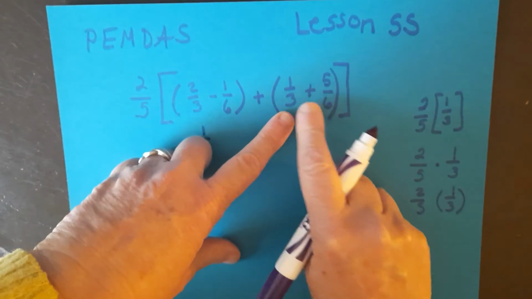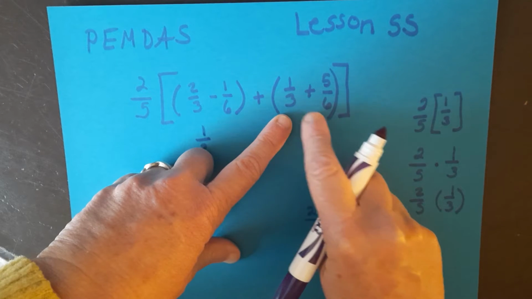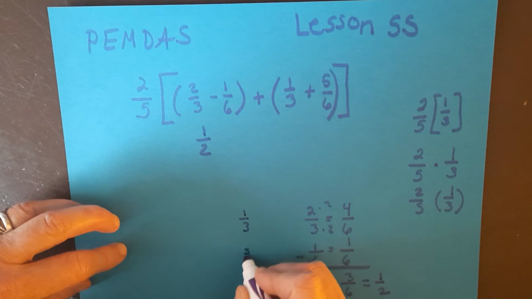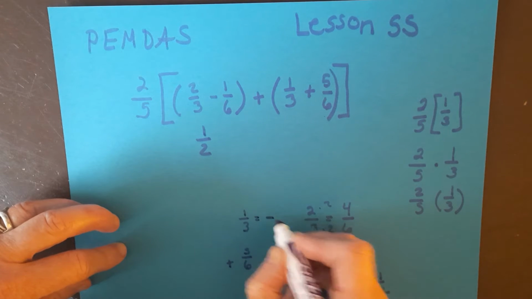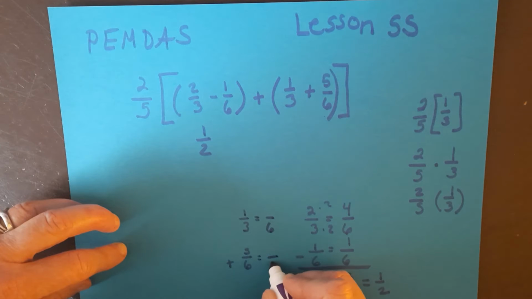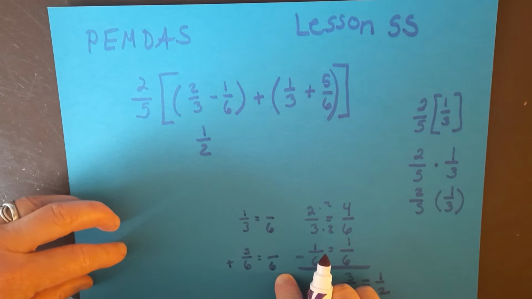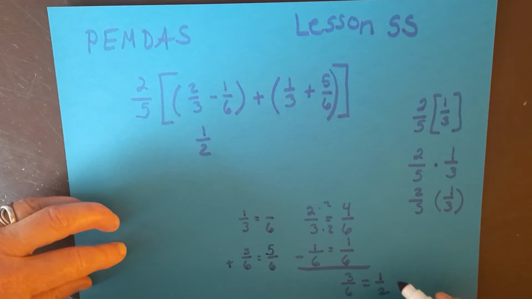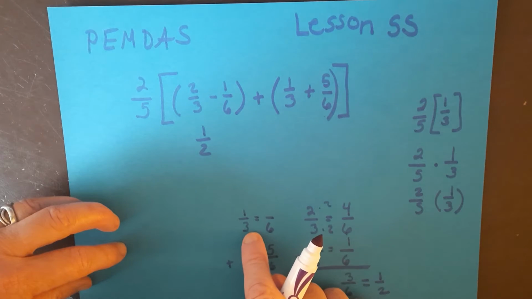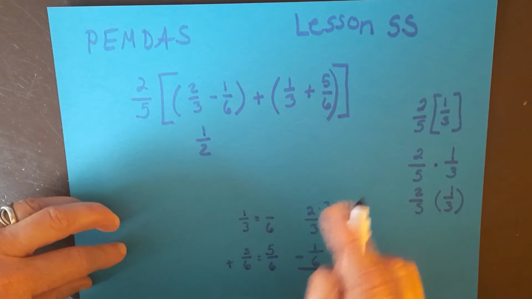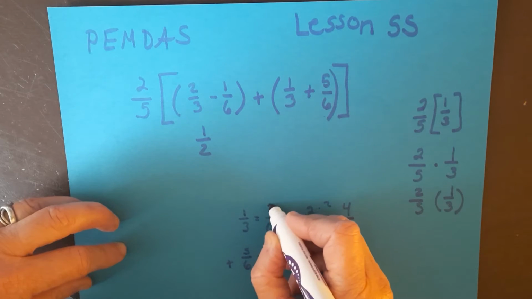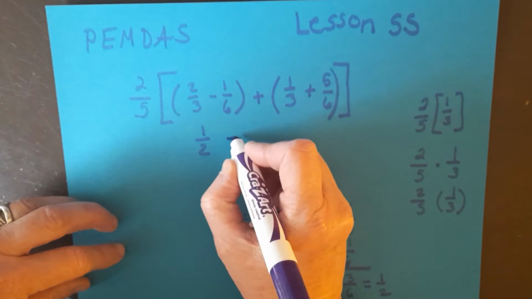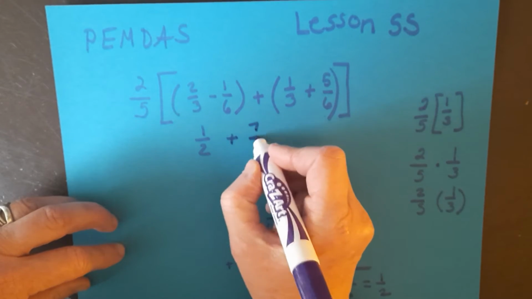Now let's look at this set of parentheses. This has 1/3 plus 5/6. So we'll do 1/3 plus 5/6. Again, we need to change both of the denominators into the same. They have to have the same denominator before we can add or subtract them. So 5/6 is simple. It remains 5/6. 1/3, we have to multiply 3 by 2 to get 6, so we have to multiply the numerator by 2 as well, and we get 2/6. 2/6 plus 5/6 equals 7/6. So we'll go ahead and add 7/6.